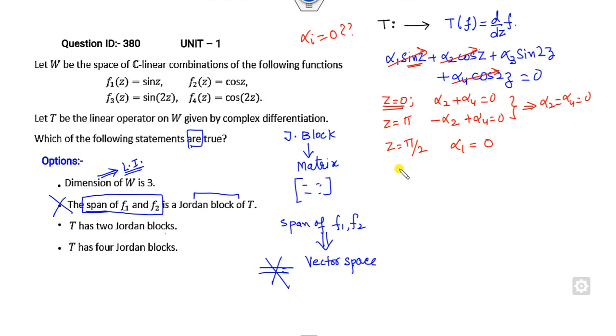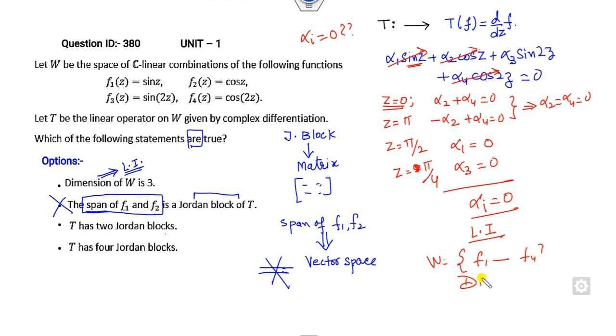Now for that you can simply take any number, say 2 pi. So sin of 4 pi is 0, so this will be 0. Or you can simply take pi by 4. If you take pi by 4, then it will be sin pi by 2, which is 1, so alpha 3 is 0. So all the alphas are 0. It means they are linearly independent. So W consists of these 4 elements. What is the dimension of these 4 elements? That is 4. But they are talking about 3, so that is also cancelled out.